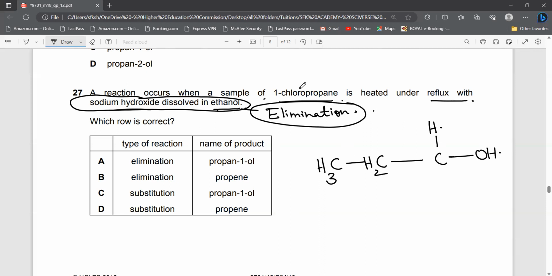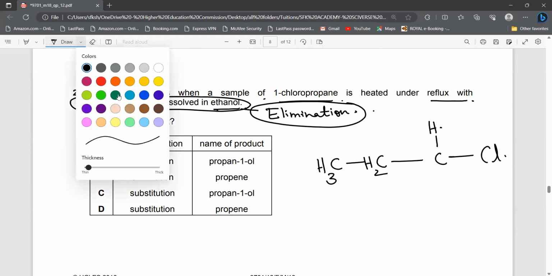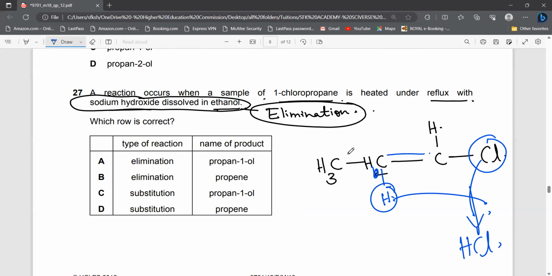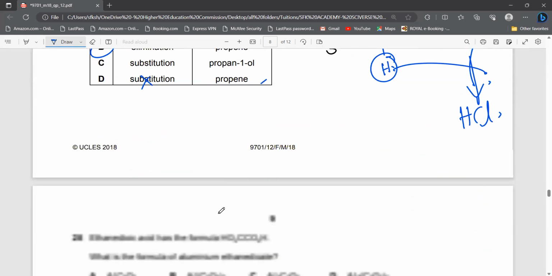Wait a minute. This is 1-chloropropane, not an OH group. It's a Cl group right here, heated under reflux with sodium hydroxide. Now, all we need to do is eliminate the chlorine. But in order to remove a chlorine from here, you'll have to remove a hydrogen from here, this hydrogen. Both of them will combine together and form HCl, which is eliminated, and a double bond forms here. So this is actually prop-1-ene that has been formed, or propene. It's propene, but it's not substitution. It has to be elimination. Therefore, option B is correct.